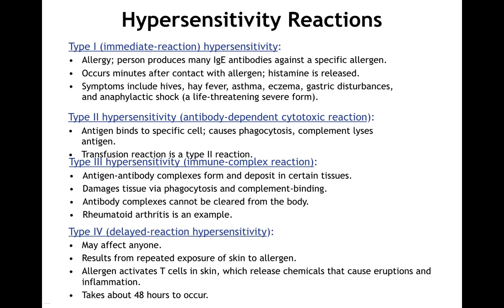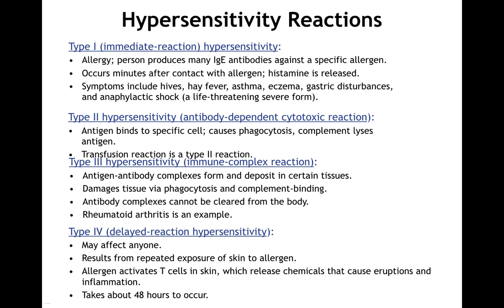Type 2 hypersensitivities are antibody-dependent cytotoxic reactions. Here, an antigen binds to a specific cell, causes phagocytosis and complement lysis of the antigen, and a transfusion reaction is a type 2 reaction. A type 3 hypersensitivity is an immune complex reaction. So the antigen-antibody complexes form, and then they get deposited in tissues and damage the tissues by phagocytosis and complement binding. Those antibody complexes aren't easily cleared from the body.